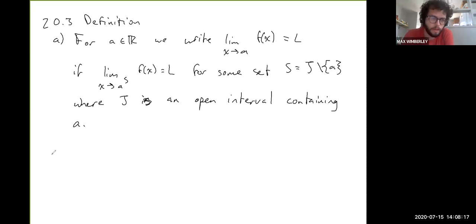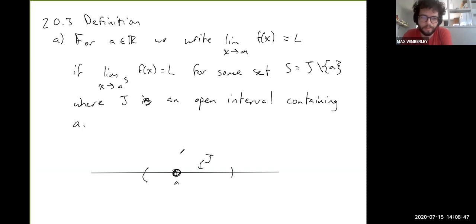And then let me just sketch what this looks like. If this is a, then S has to be of the form, maybe it's asymmetrical. So this interval is J. And then S leaves out the point a. So S leaves out a.